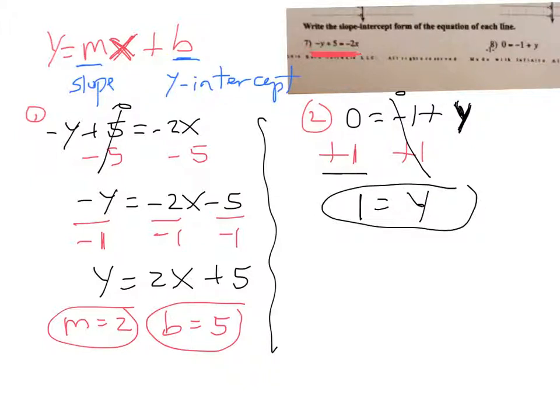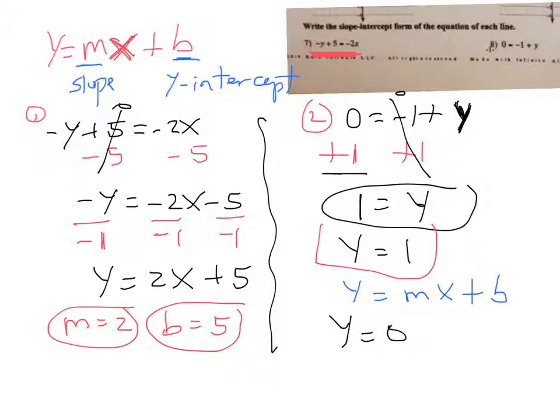There's no x. I can either write it like that or I can just flip it. Either one is the same answer. So y equals 1. Now, let me just make this clear. Your slope-intercept form is mx plus b, but as you notice in this problem, there's no x. Technically, having this is the same as having y equals 0x plus 1.